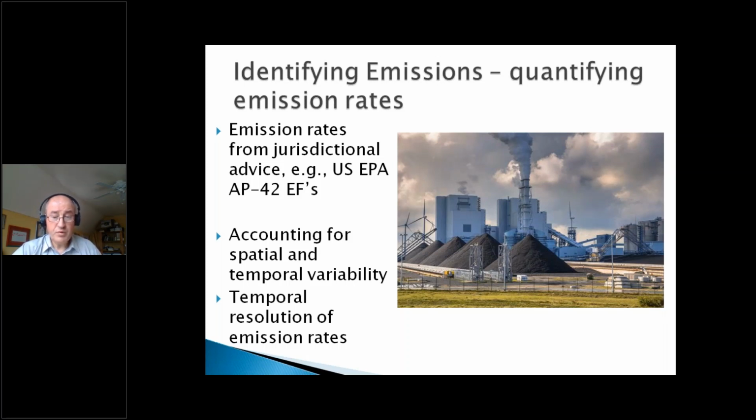The guide also provides advice on accounting for spatial and temporal variability in sources and how to ensure worst-case emissions are accounted for in that vein. This is often not well done in many air quality impact assessments. In addition, advice is offered on how finely the temporal resolution of emissions ought to be divided. That is, should they be divided on an hourly, daily, or annual averaging basis?